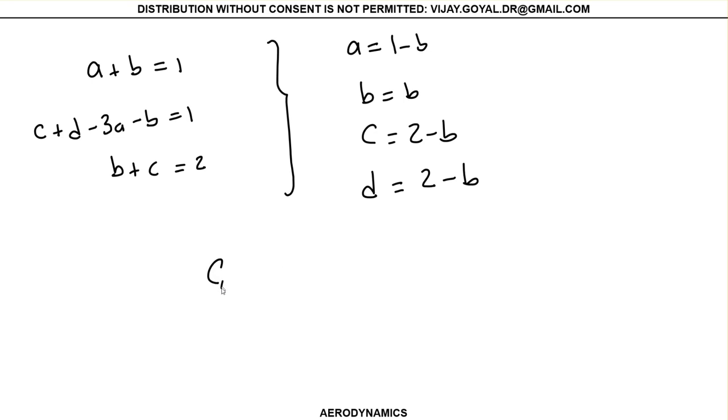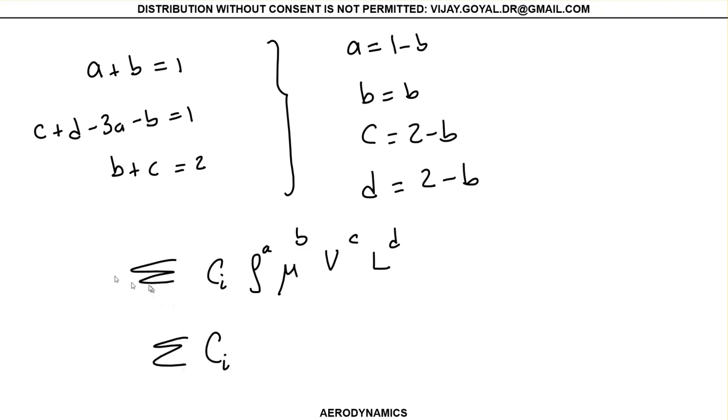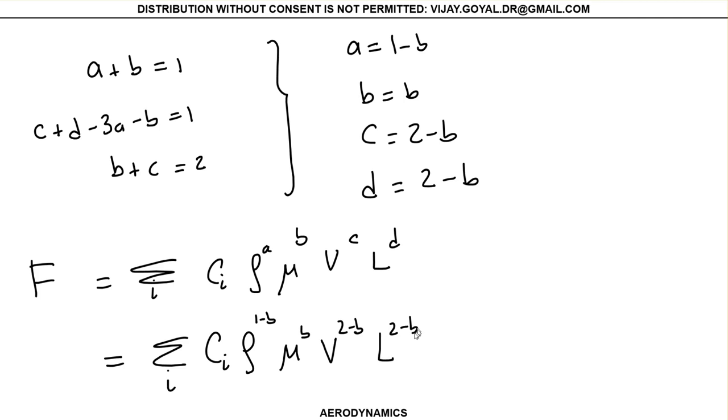So if I just take one coefficient, I had A, B, sorry, mu. I had B, C, and I had D. So if I replace these values there, what you find is, remember, this is summation, it was summation over I, and this was all equal to F. So you have rho 1 minus B, mu B, B, 2 minus B, and this is 2 minus B.